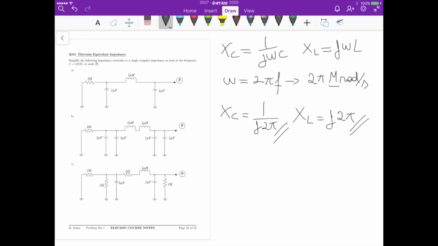Okay, now to calculate the equivalent resistance seen from this terminal here, we can first calculate this series here and simplify the circuit. We can calculate this parallel here. We can calculate this parallel here, right? Those three are all in parallel.